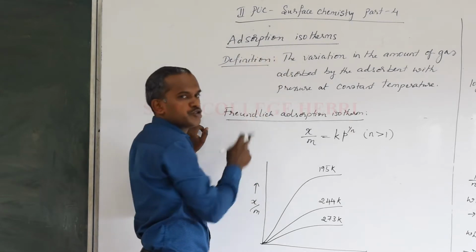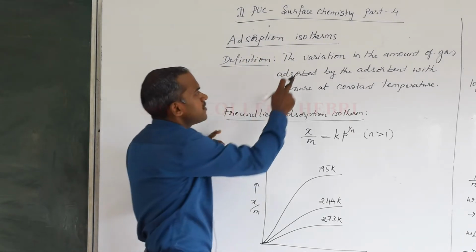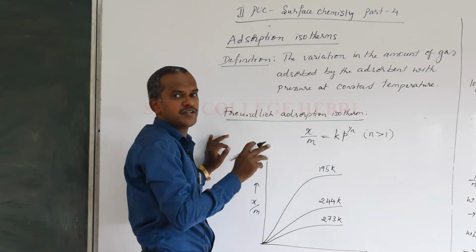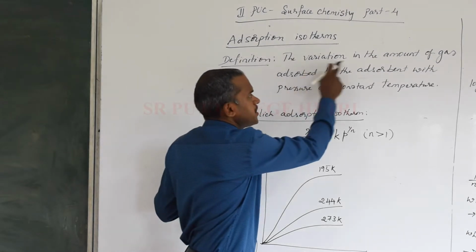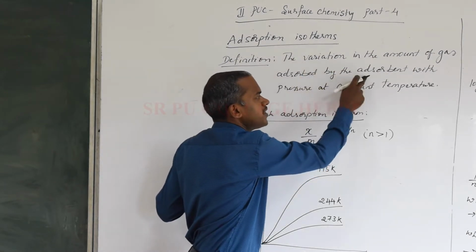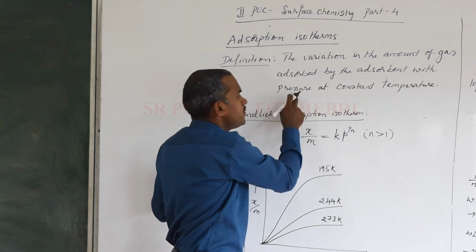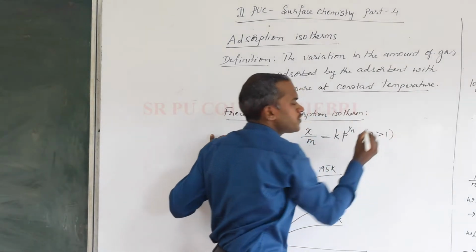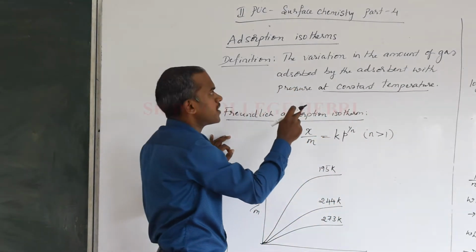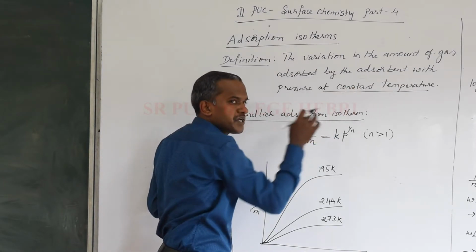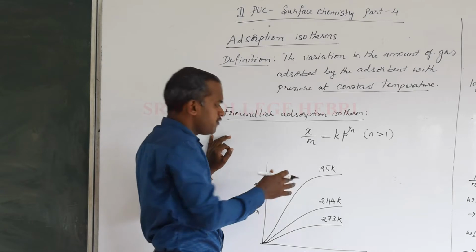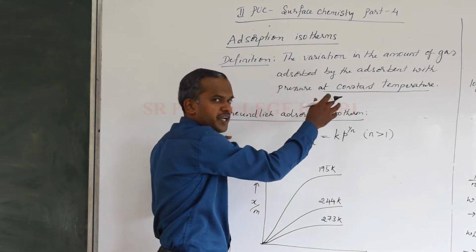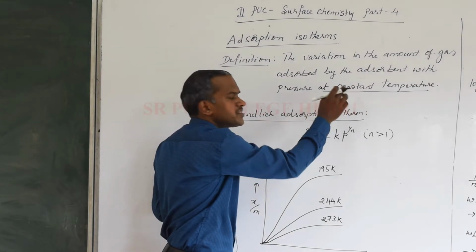Define adsorption isotherm. What is the definition? The variation in the amount of the gas, remember it is accumulation of gas only we are discussing, not the liquid or solid molecules. The variation in the amount of the gas adsorbed by the adsorbent, means on the surface of a solid, with the pressure, means here pressure is varying at a constant temperature. Don't forget to mention the last word because isotherm remains there only. So at constant temperature, how the accumulation varies with the pressure, if you represent graphically, that is called adsorption isotherm. So you can slightly modify the definition, but don't forget to mention constant temperature.